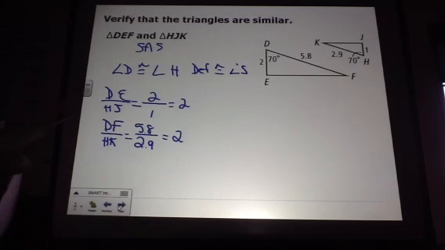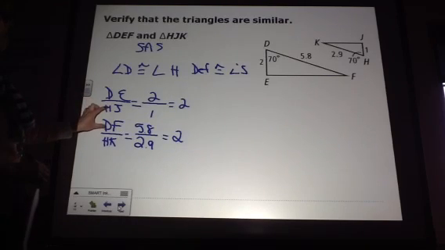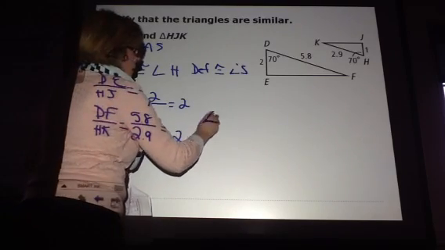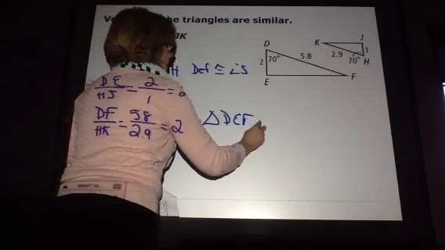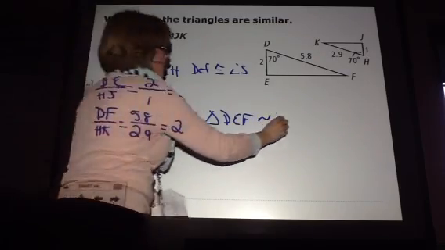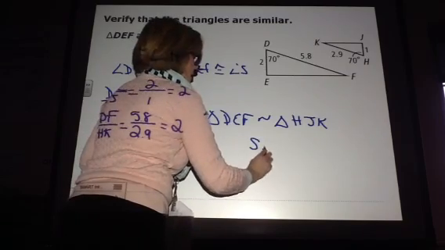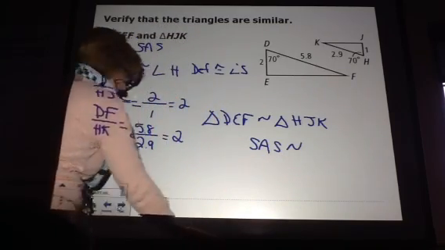So we have the 2 corresponding sides proportional. And we have the included angle congruent. So you can write your similarity statement. DEF is similar to HJK because of side, angle, side similarity.